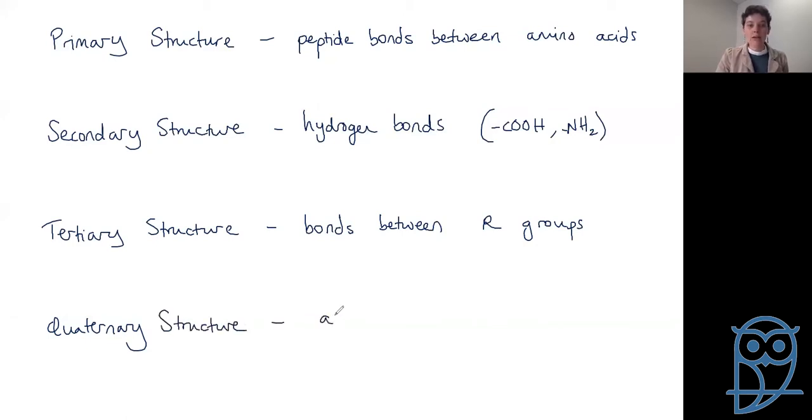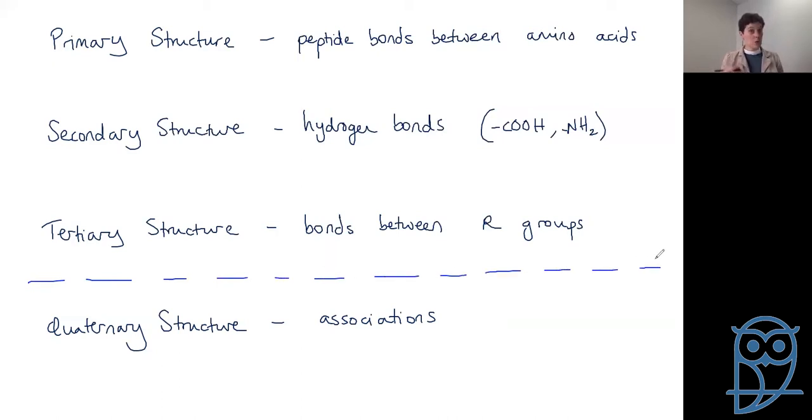When it comes to quaternary structure, it's all about associations. Prosthetic groups and multiple polypeptide chains, okay? And it's all held together again by bonds between the R groups. So it's got a similarity to tertiary, but quaternary is a whole different beast of its own, okay? It's also an optional level. Many proteins don't have quaternary structure. Many of them just go to tertiary structure and then that's it.